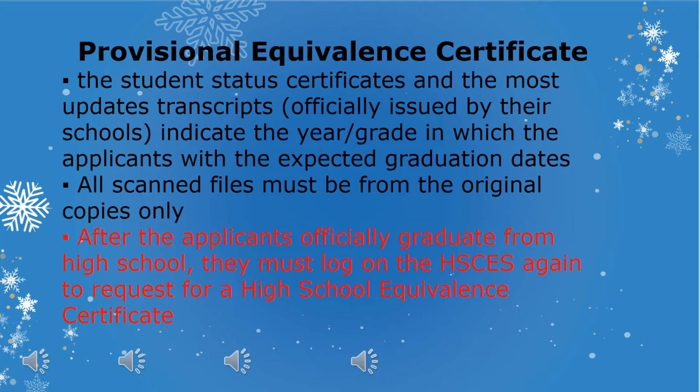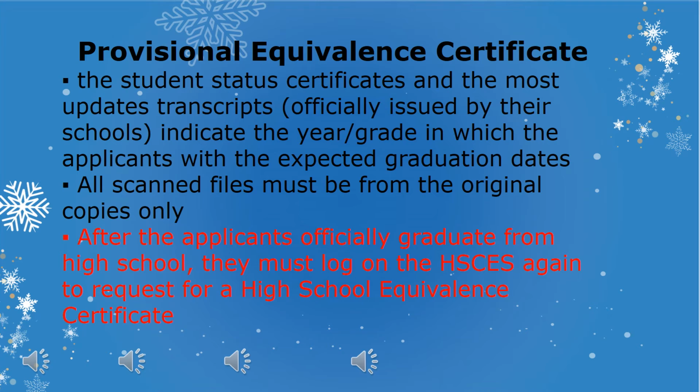A provisional equivalence certificate is for those who have not yet completed high school. The applicants must upload the student status certificates and the most updated transcripts, which are officially issued by their schools. The student status certificates should indicate the year or grade in which the applicants attend and their expected graduation dates. All scanned files must be from the original copies only.